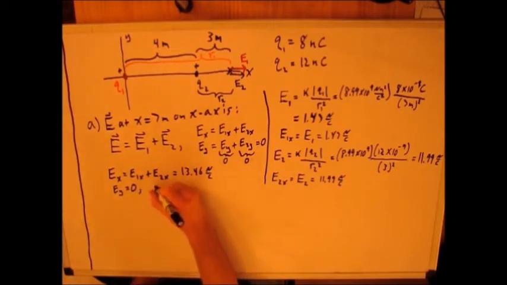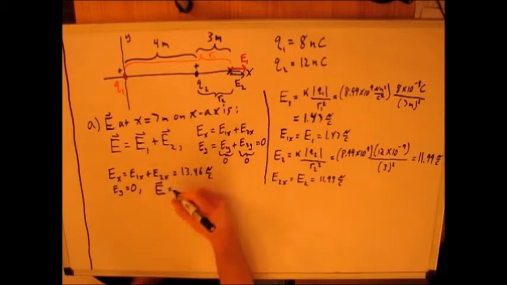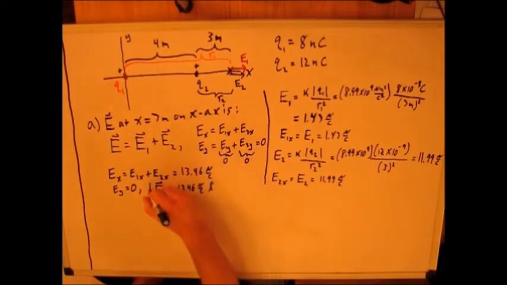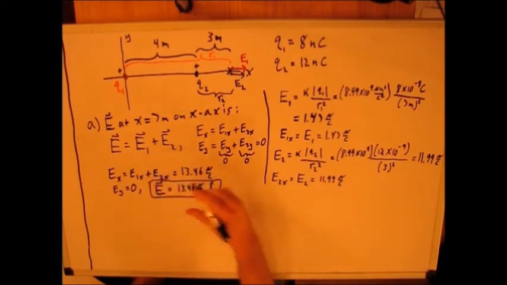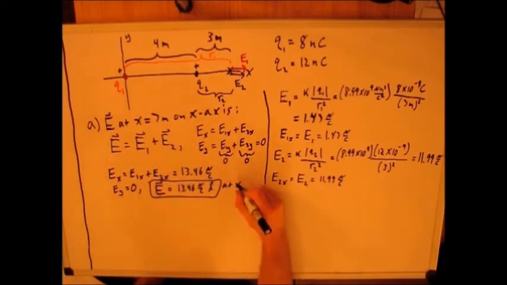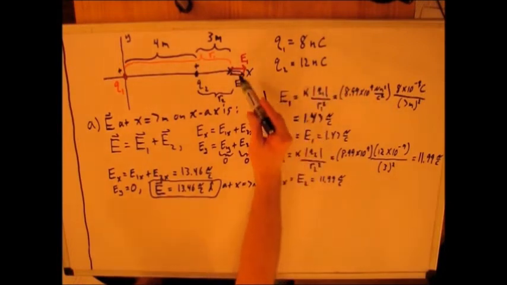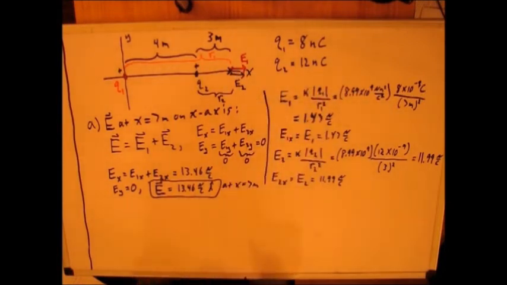So then the net electric field written as a vector, E vector, is 13.46 newtons per coulomb times the unit vector i hat. And that's at x equals 7 meters. So the net electric field points in the positive x direction. That's obvious because the two individual electric field vectors both point in the positive x direction. So when you add them together, the net field points in the positive x direction also.